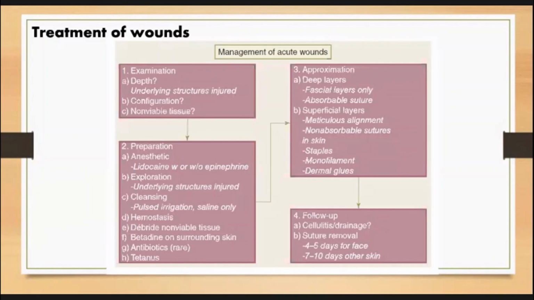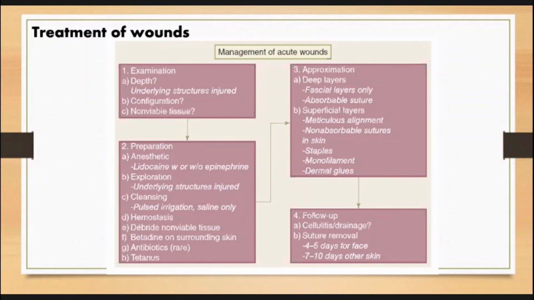You should assess the depth, the configuration, the extent of non-viable tissues, or the presence or absence of foreign bodies and other contaminants. During the examination process, it may require irrigation and debridement of the edges of the wound. This is facilitated by using local anesthesia because this would be really painful. Antibiotic administration and tetanus prophylaxis may be needed. So remember this process, as you will be rotating in the emergency room and you will be treating these types of wounds.